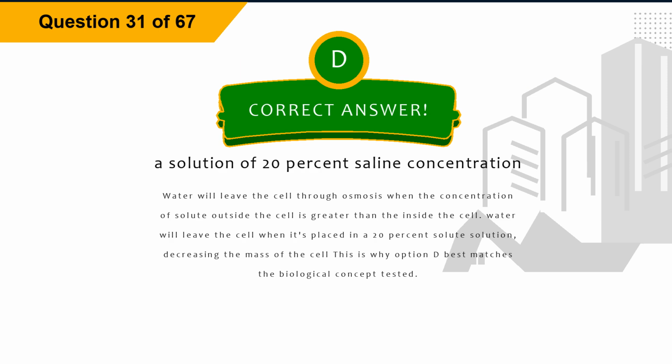Explanation. Water will leave the cell through osmosis when the concentration of solute outside the cell is greater than inside the cell. Water will leave the cell when it's placed in a 20% solute solution, decreasing the mass of the cell. This is why option D best matches the biological concept tested.